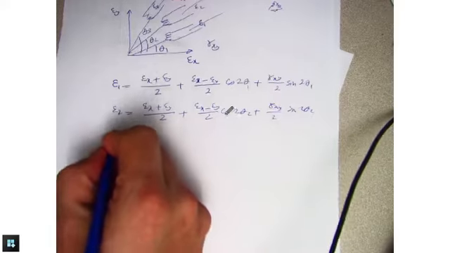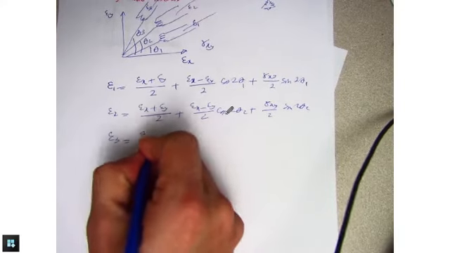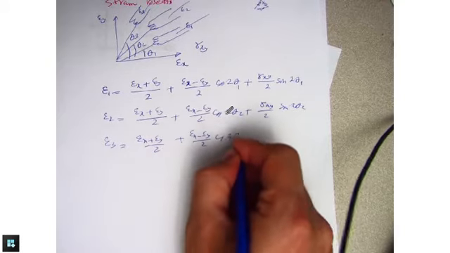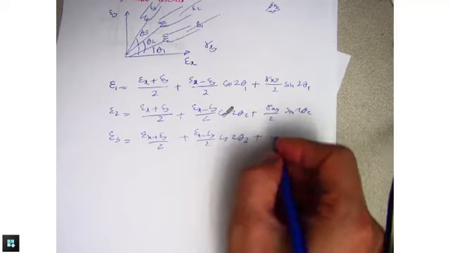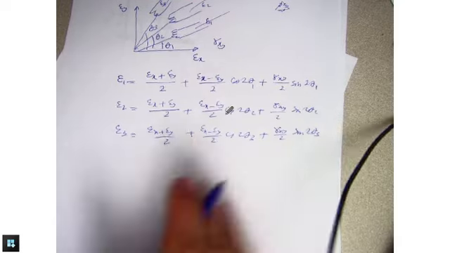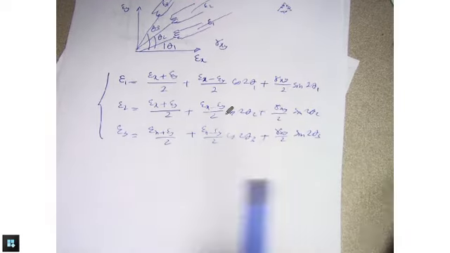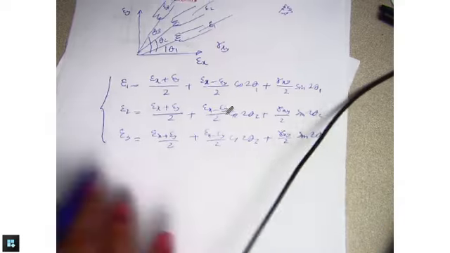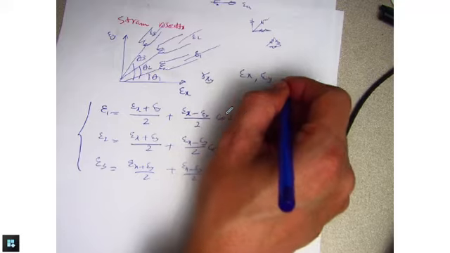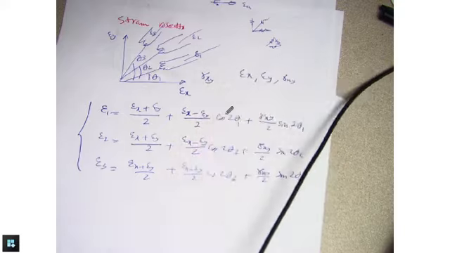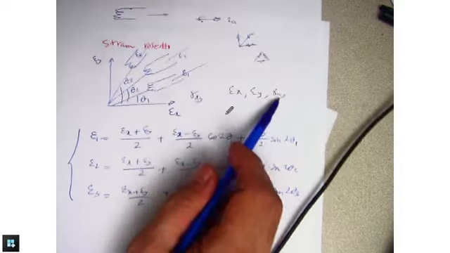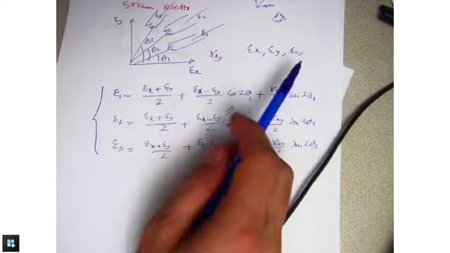And then for epsilon 3, theta 3, and sine of 2 theta 3. So guys, see what I have now. My objective was to find epsilon x, epsilon y, and also gamma xy. Using a rosette will enable us to find gamma xy, which is something not easy to measure.